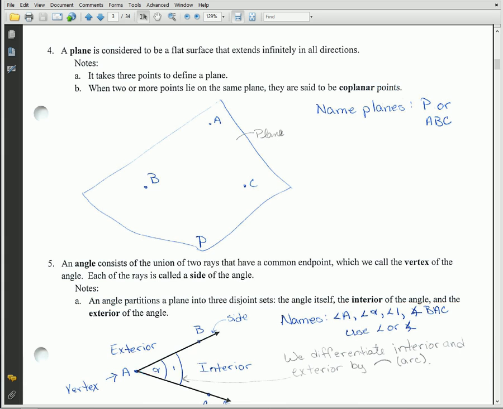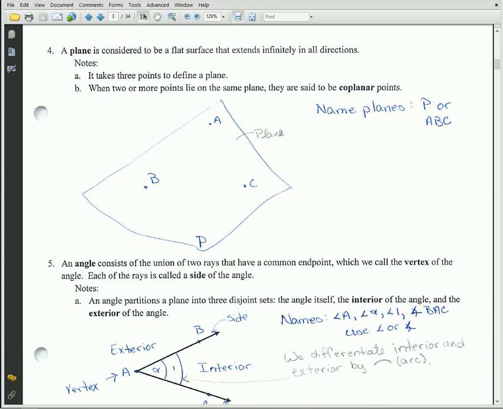When two or more points lie in the same plane, they're said to be coplanar. If they don't, they're non-coplanar. We typically name planes with capital letters, so either the 3 points or a capital letter, and we call it plane P or plane ABC. There is not a specific symbol to mean plane, we use the word.